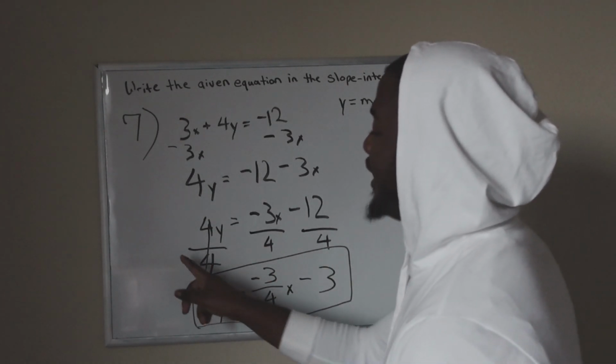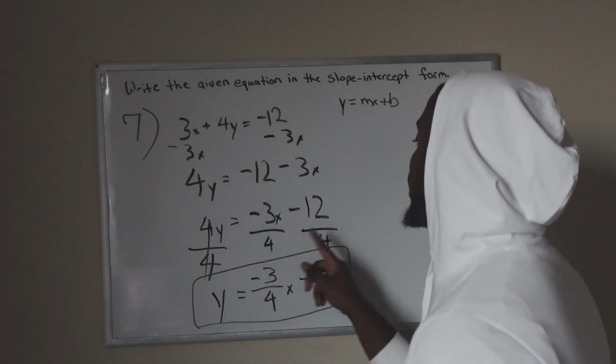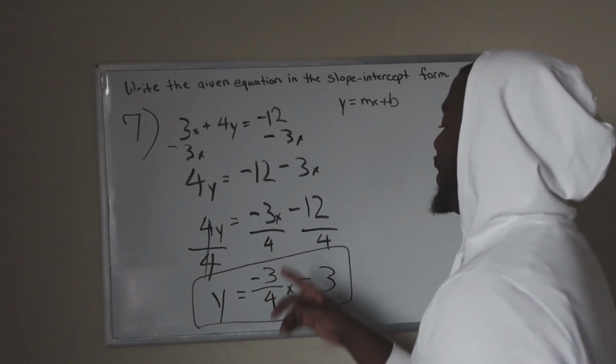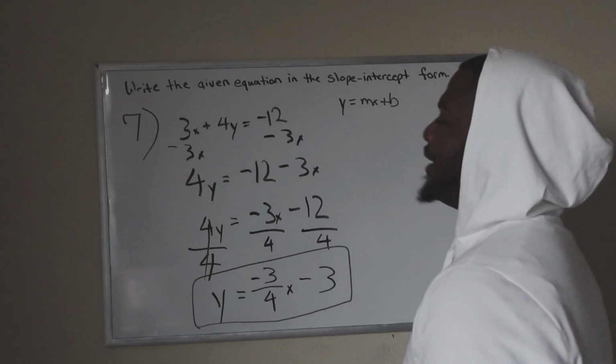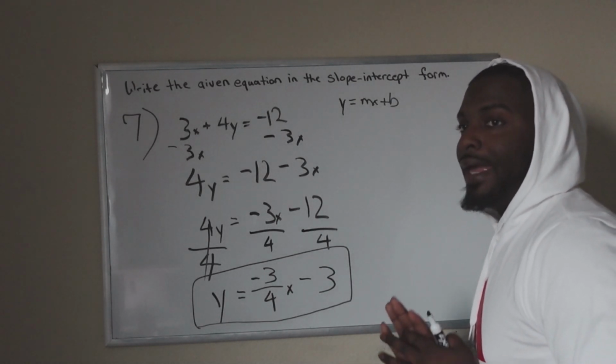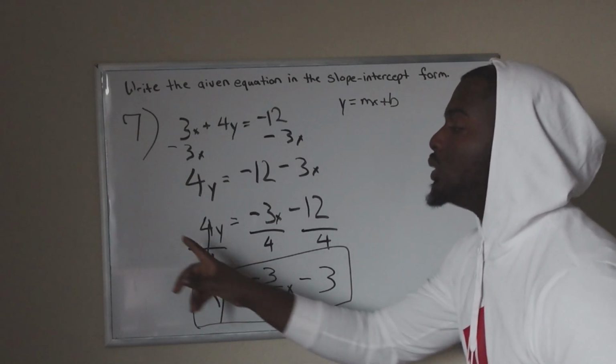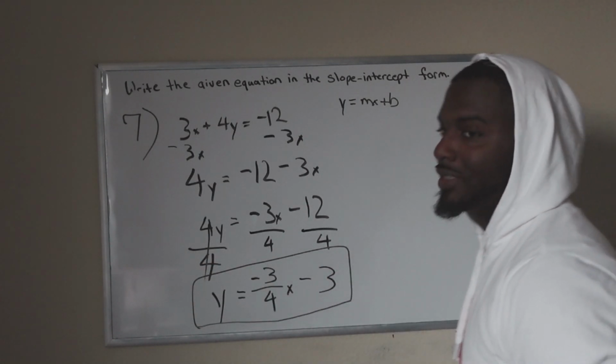So we divide each one of these numbers by 4. Now you have y alone equals negative 3/4x minus 3. I know it looks tedious, but it's basically whatever you do to one side, you do to the other. You'll never miss another problem. Promise.